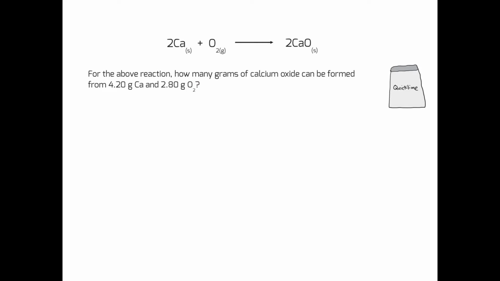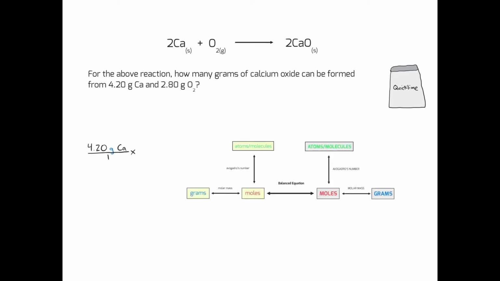So they've asked us how many grams of calcium oxide can form, so how many grams of product can form, and they gave us amounts for both of our reactants, which tells us that we need to convert both of these to calcium oxide to determine which one's the limiting reactant. So we can start by converting 4.20 grams of calcium to calcium oxide. So we have grams of calcium, and we need to convert to grams of calcium oxide. So we're going from here to here.